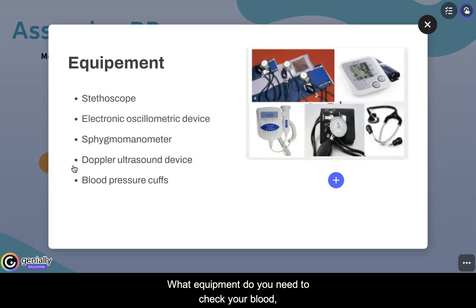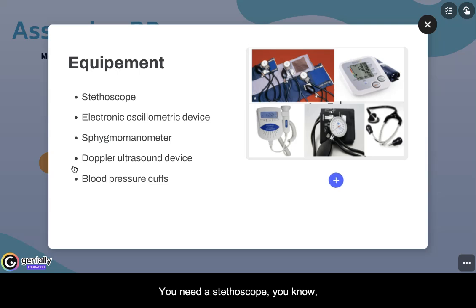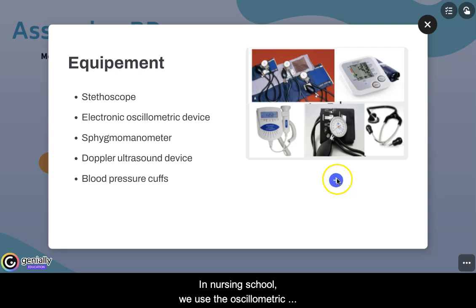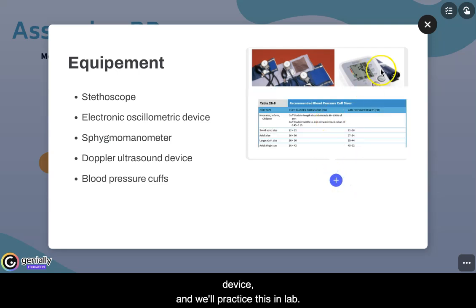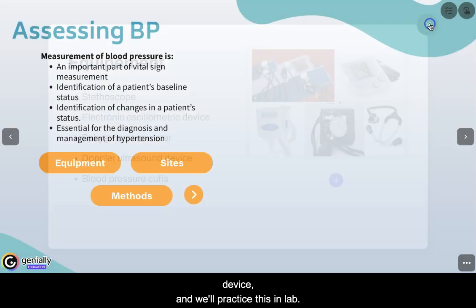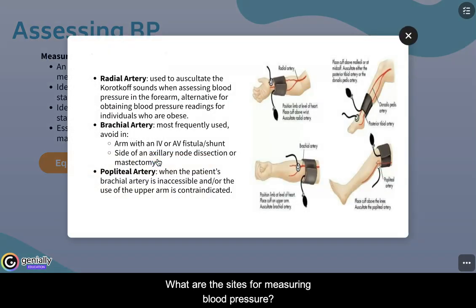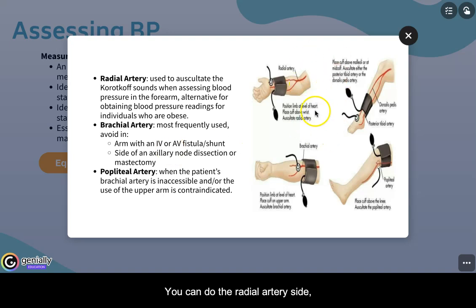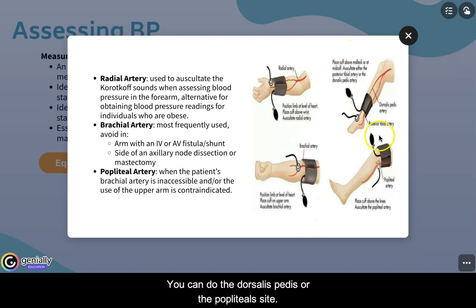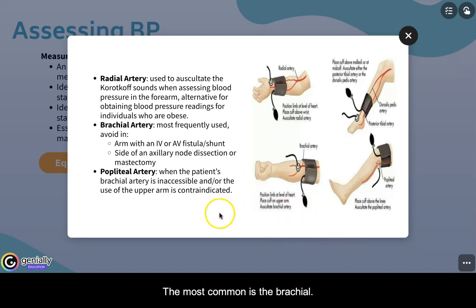What equipment do you need to check the blood pressure? You need a stethoscope, an oscillometric device, which is this one right here, a Doppler ultrasound device, and blood pressure cuffs. Every hospital has different devices. In nursing school, we use the oscillometric device, and we'll practice this in lab. What are the sites for measuring blood pressure? You can do the radial artery site, the brachial artery site, the dorsalis pedis, or the popliteal site. The most common, most frequently used, is the brachial.